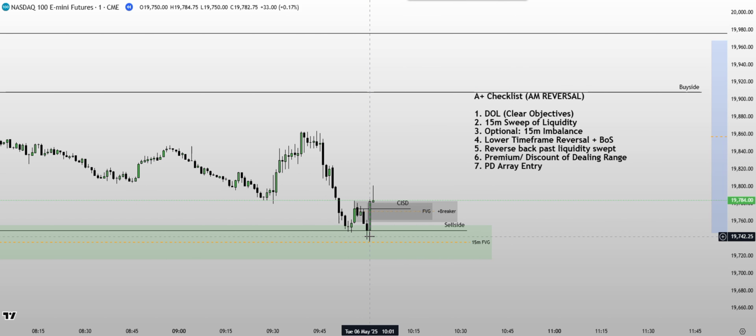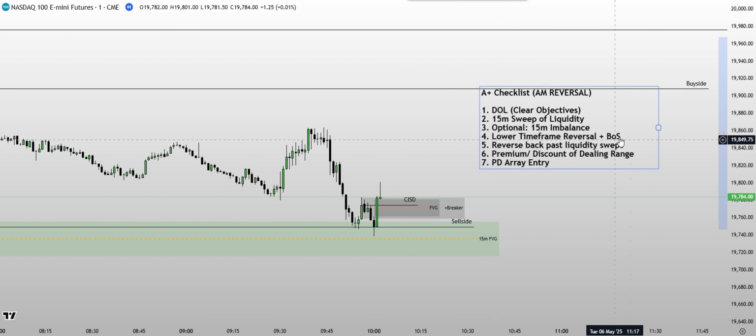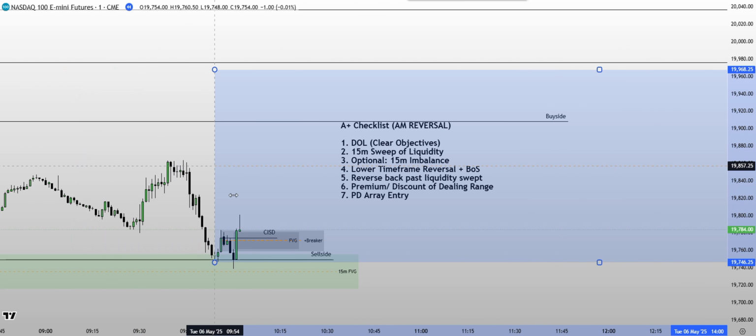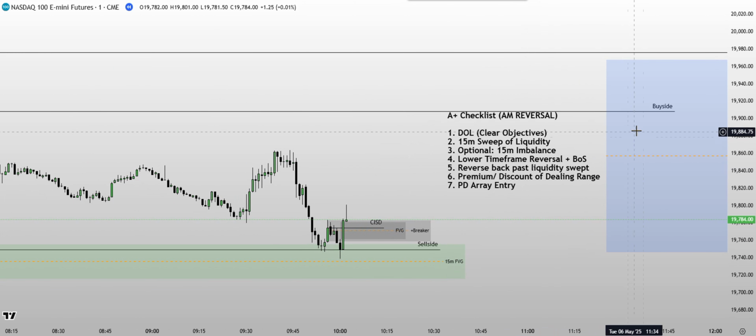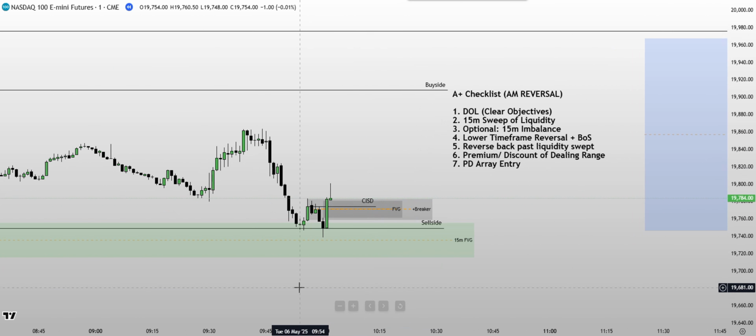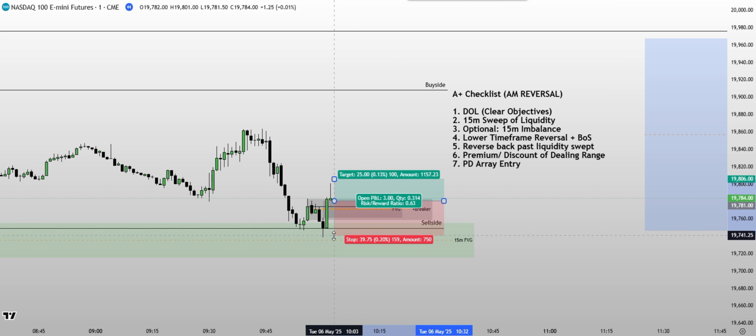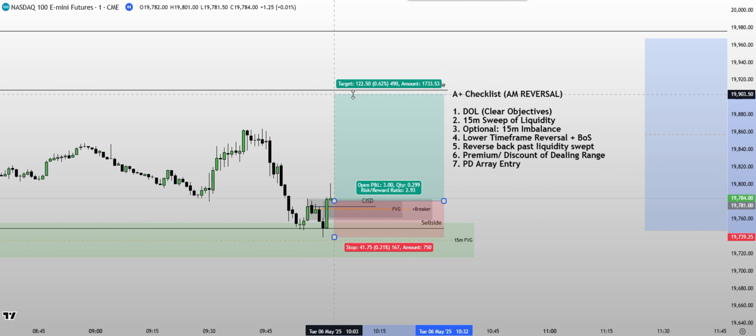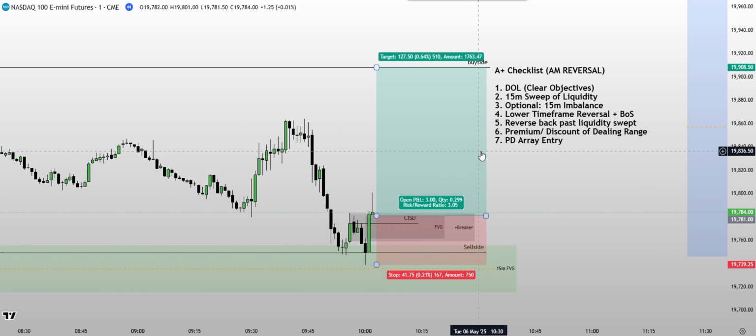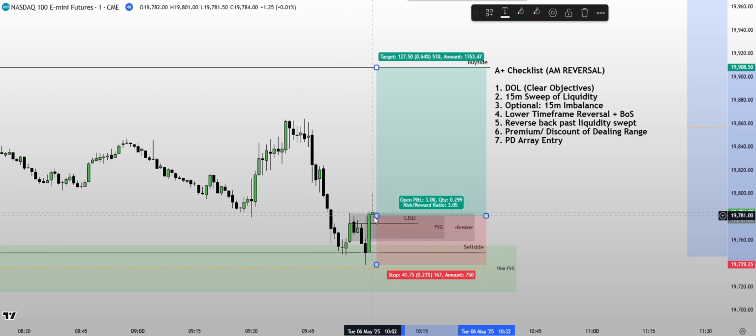Does it reverse back past the liquidity swept? Yep. Sell side was swept here. We're back above it. In the discount of that dealing range? Yep. Right here. Everything here is a discount. All good there. And do we have that PD array entry? Yes, we do. And so here's our entry right there. Stop below the low. And we could target just that buy side right there. 3 to 1 R right there. Very simple, very easy. Entry off that point.